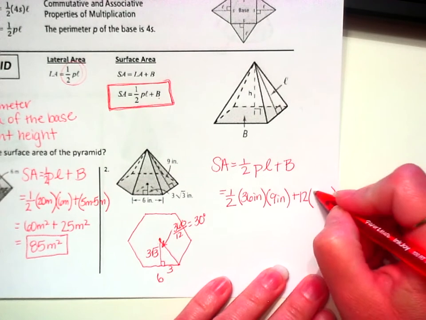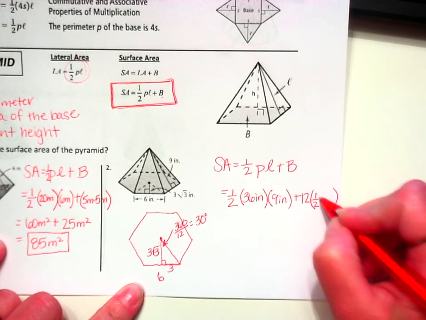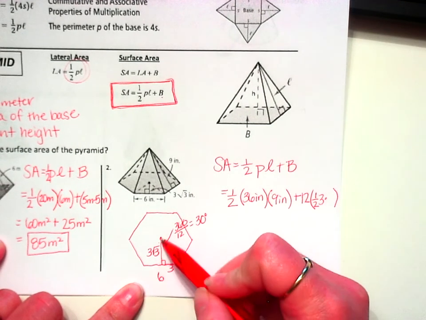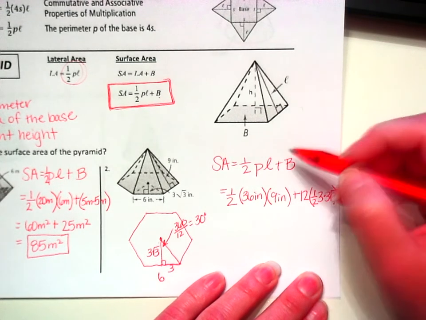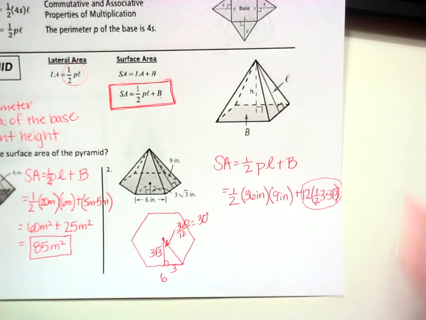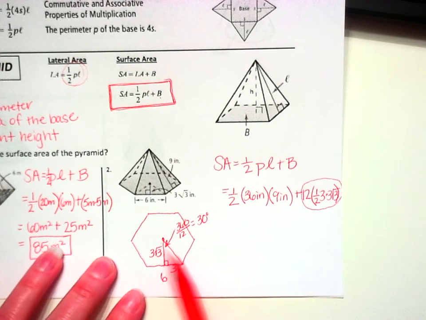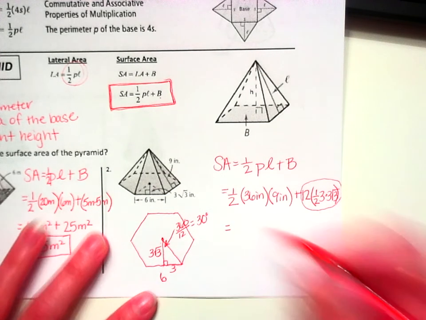Okay, so to find the area of a triangle, we always do 1/2 the base of the triangle times the height of the triangle. Okay, so this is your capital B. Okay, that's the area of your hexagon. It's the area of the triangle times 12 triangles. So that gives us the area of the hexagon. And now we can just simplify from there.